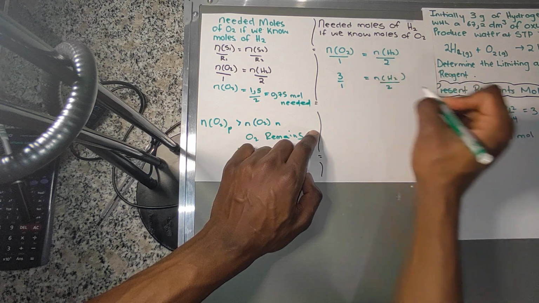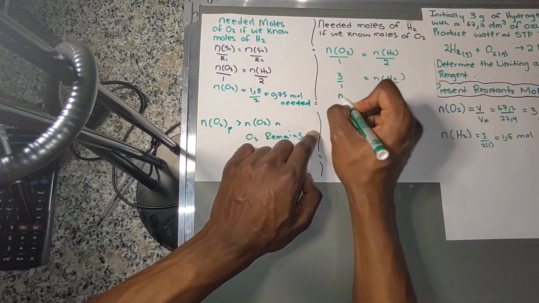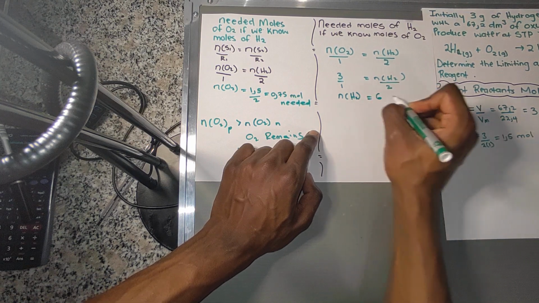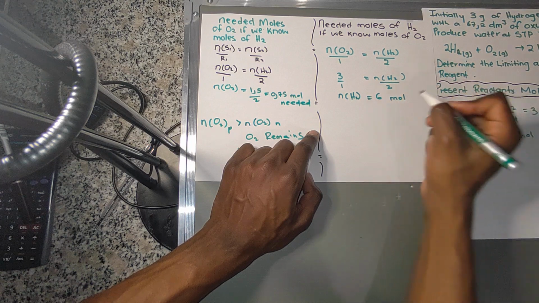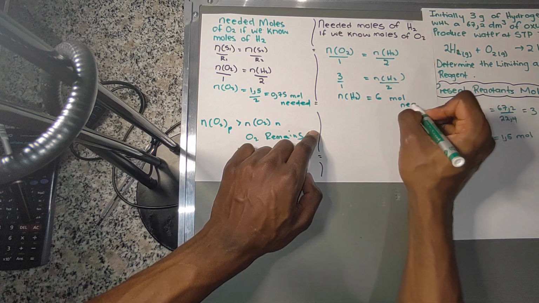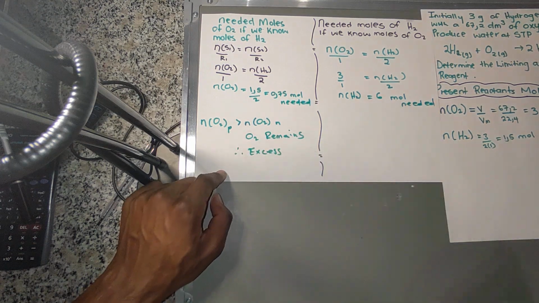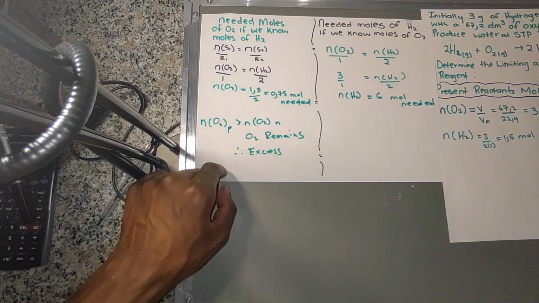So now let us cross multiply here. The number of moles of hydrogen will simply be 6 mole. Okay, remember these are the needed amount of moles. So this is what we need. So let us compare again. Let me bring back this.